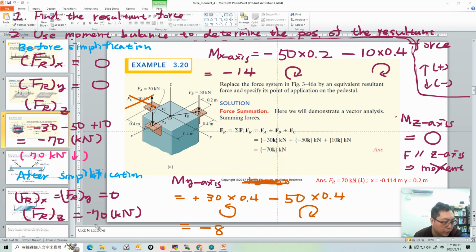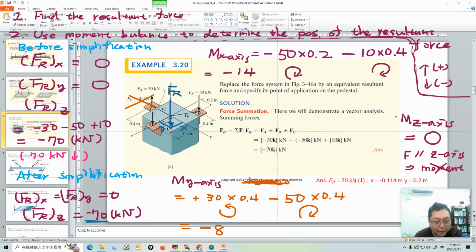Because we already know the resultant force, the magnitude is 70 and it's pointing downward. Let's assume it's acting here, at x coordinate, y coordinate, pointing downward. It's called the resultant force, pointing downward because it's negative, and the magnitude is 70 kilonewton. We just assume its position is in the first quadrant.